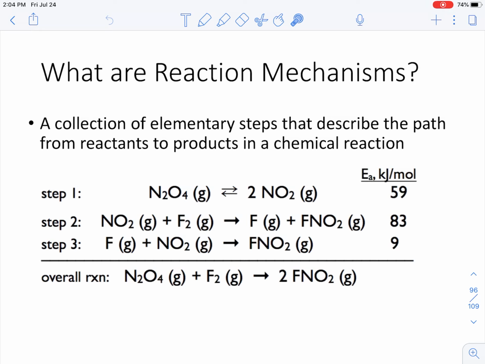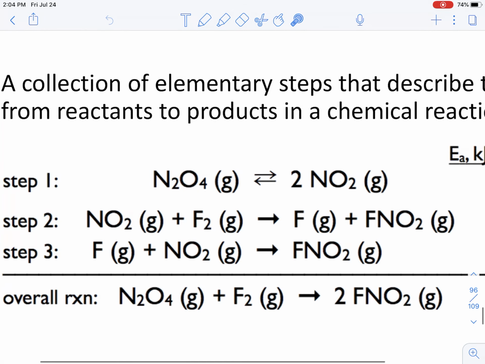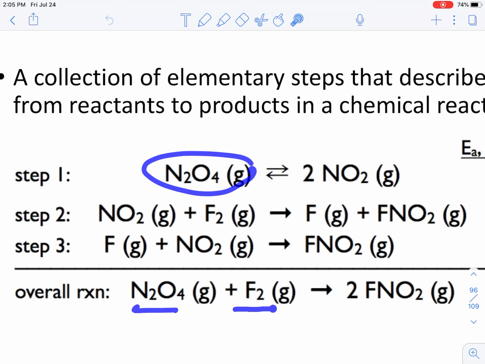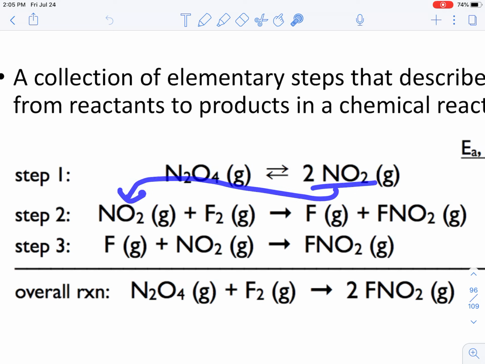And so looking at the reaction mechanism for this specific example, the first elementary step tells us that dinitrogen tetroxide must be converted into 2 moles of nitrogen dioxide. So already the first step is telling us that this reactant, which is present in the overall chemical equation, does not actually interact with fluorine gas directly to produce the product. It must be converted into this reactive intermediate. Typically the product of the first elementary step or the second elementary step and so forth becomes the reactant for the next elementary step.